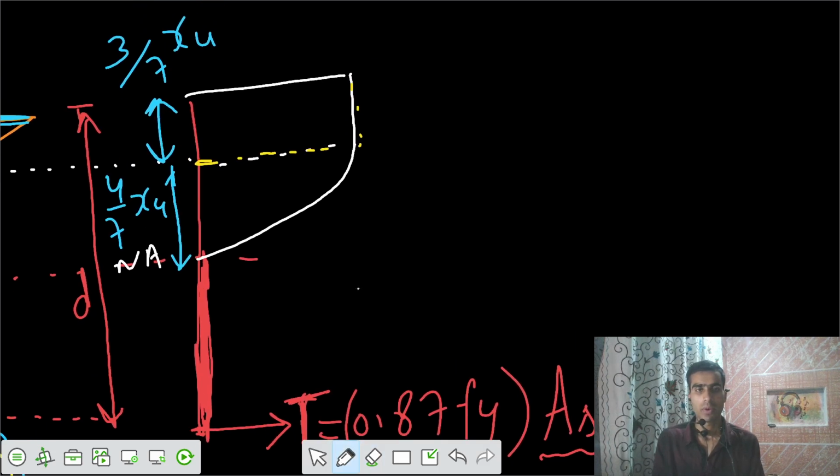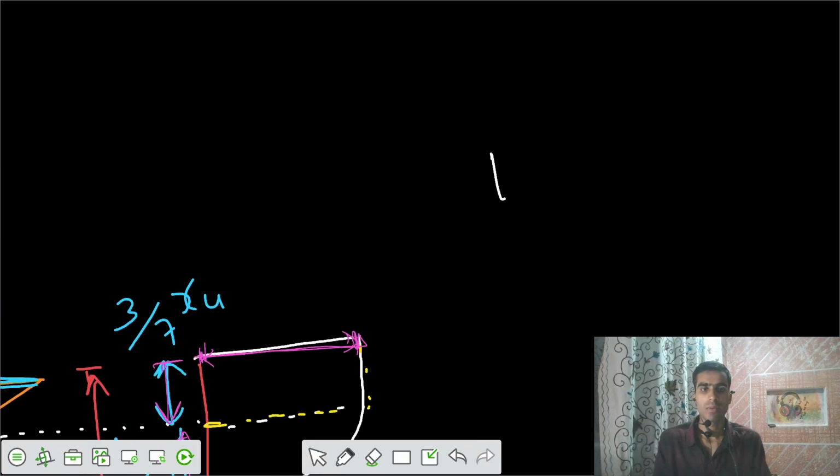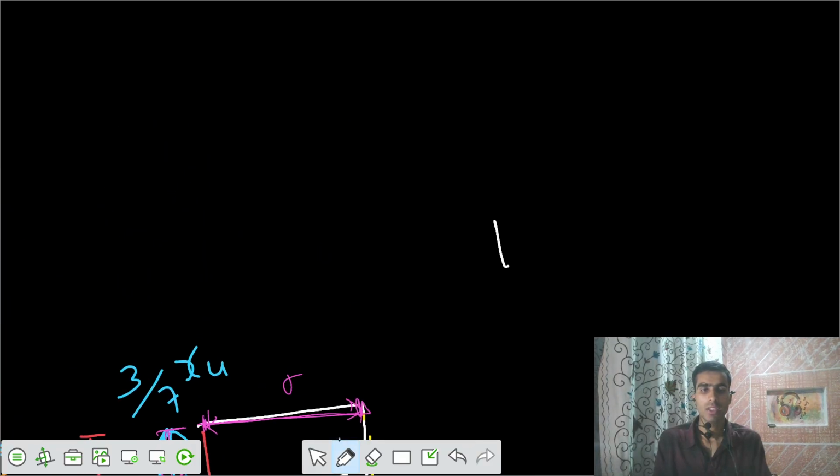In the previous derivation, we said that this value of y was equal to 3 by 7 XU, and the second one would be equal to 4 by 7 XU. Now there are some stresses at the top, and we need to see what is the value of stresses at the top. Initially I said there is some sigma value here. Now we need to get that value of sigma. What should be that value of sigma?